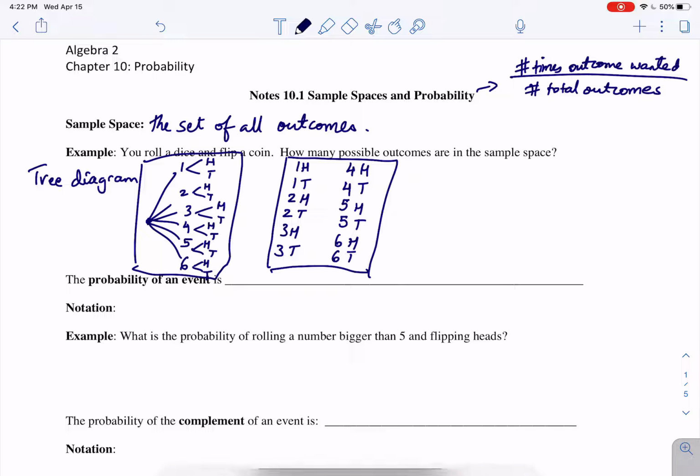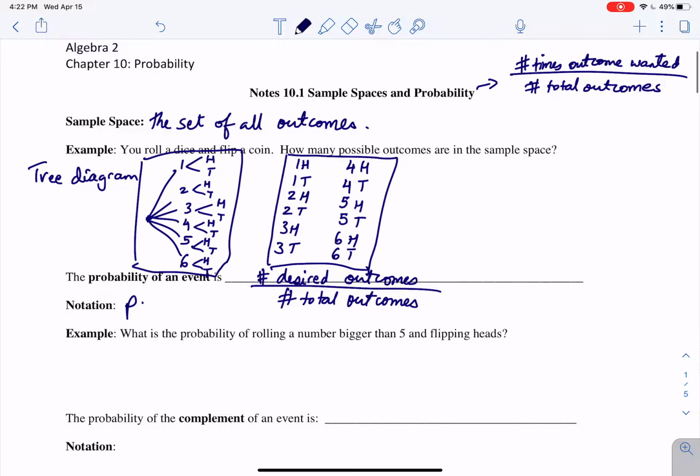So the probability would be the number of desired outcomes, or the outcomes you want, divided by the number of total outcomes, the sample space size. To write a probability of something, we use capital P to mean probability, and we put parentheses around the thing that's happening. So the probability of rolling a 1, for example, would be the probability of A, where A is rolling a 1. These things are called events, the thing that's happening, the desired outcome, and we write it as P of A.